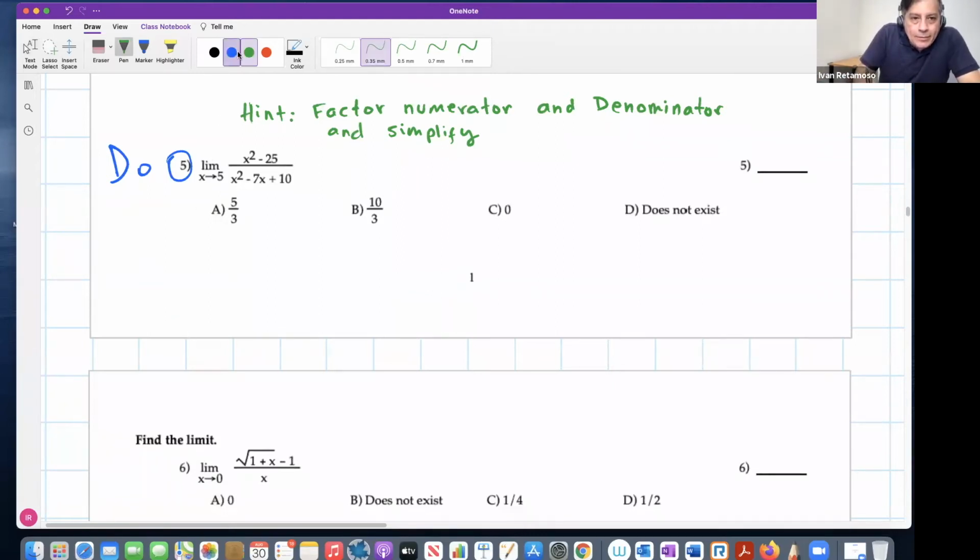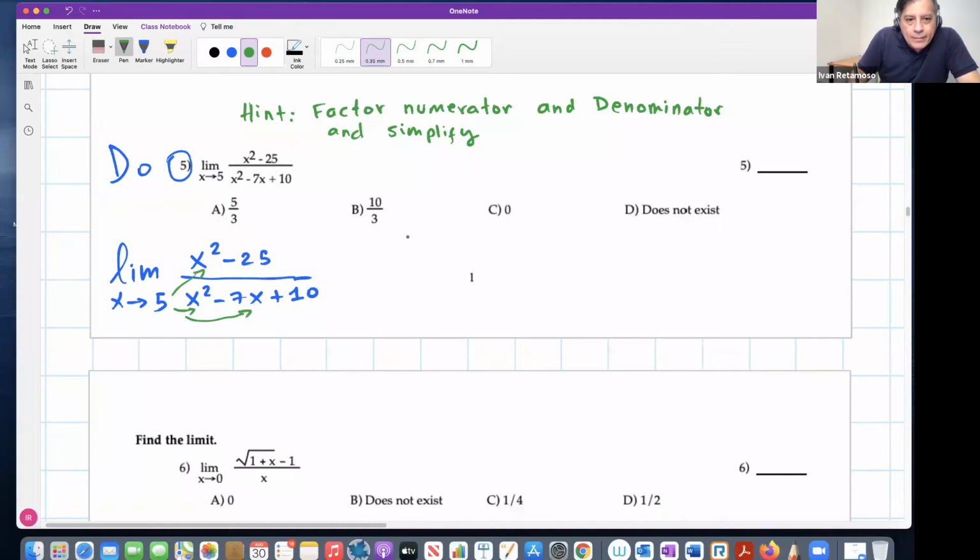So we have to deal with the limit as x approaches 5 of this rational function, x squared minus 25 over x squared minus 7x plus 10. First thing we do, we try direct evaluation. Professor, why do you try direct evaluation first? Well, what if it works? If it works, then I'm done, I don't have to continue. So let's try this direct evaluation just in case.